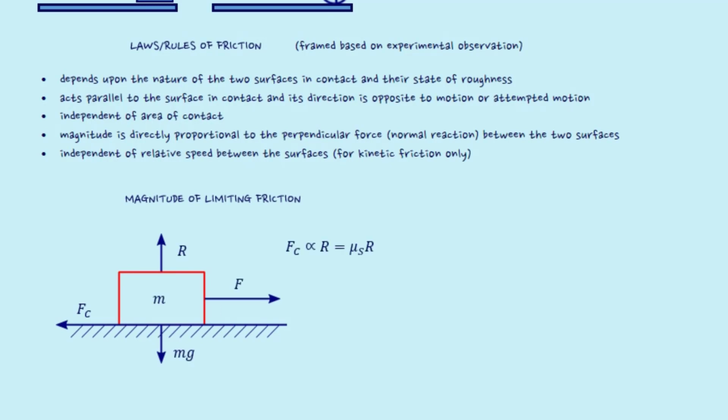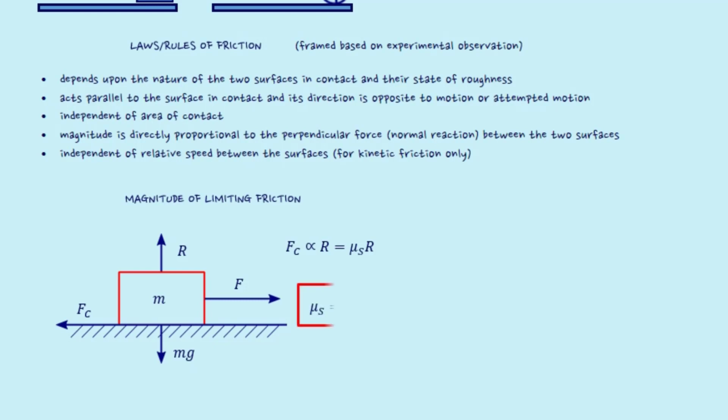Consider a block of mass m lying on a horizontal surface. The normal reaction, the perpendicular force exerted by the surface on the block, is R equal to mg. If Fc is the limiting friction, that is maximum static friction, then according to the laws of friction, Fc is directly proportional to the normal reaction, that is R. To replace the proportionality with equality, we have to bring a proportionality constant, which is μs. This μs is termed as coefficient of static friction.